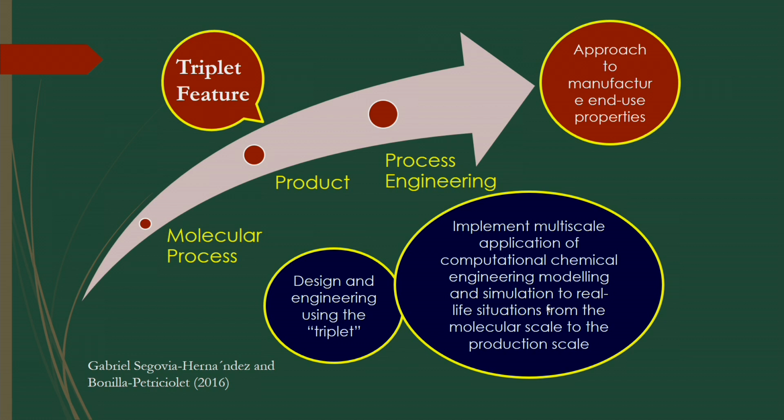They told that the basic principles of process intensification should be as triplet features: first it will be the molecular process, then from the molecular process it will go to the product side, and after that process engineering. What is that actually? The molecular process means here reactions to be done at the molecular level.